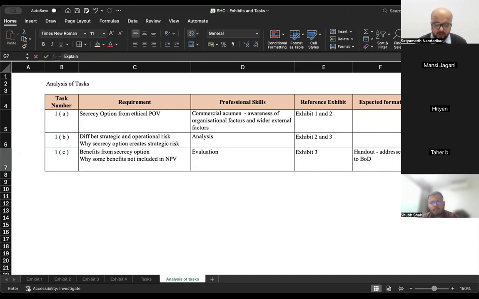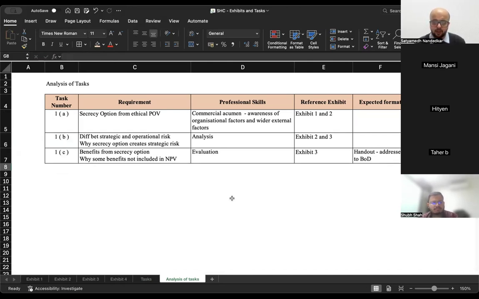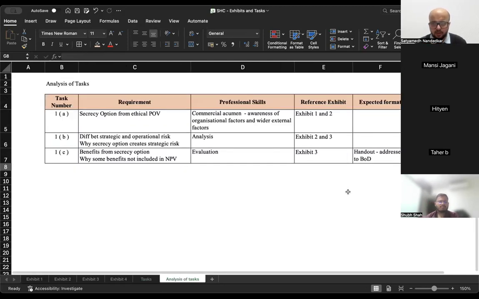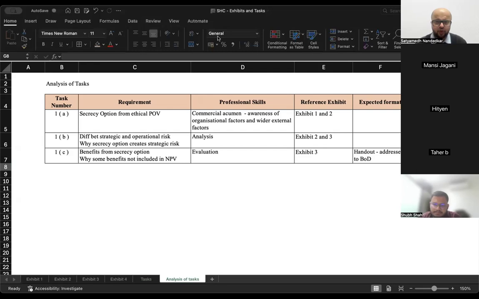Here explain, here explain. Sir, explain and distinguish. In the second one, explain and why some of these. In the B part, distinguish between. No, explain. Distinguish is not the verb that I'm looking at. Let me show you what I mean.